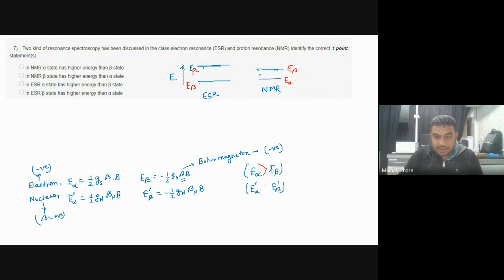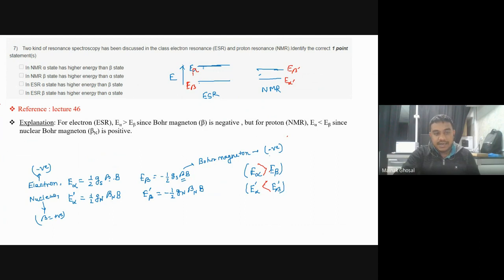And for this case, what will be the relation? E alpha prime will be lower in energy than E beta prime. Got it? So you can find the options in lecture number 46, the reference that for electron or ESR, E alpha is greater than E beta, okay? Because the Bohr magneton is negative. But for the proton case or NMR case, E alpha is less than E beta because the nuclear Bohr magneton is positive. Beta n is positive here.